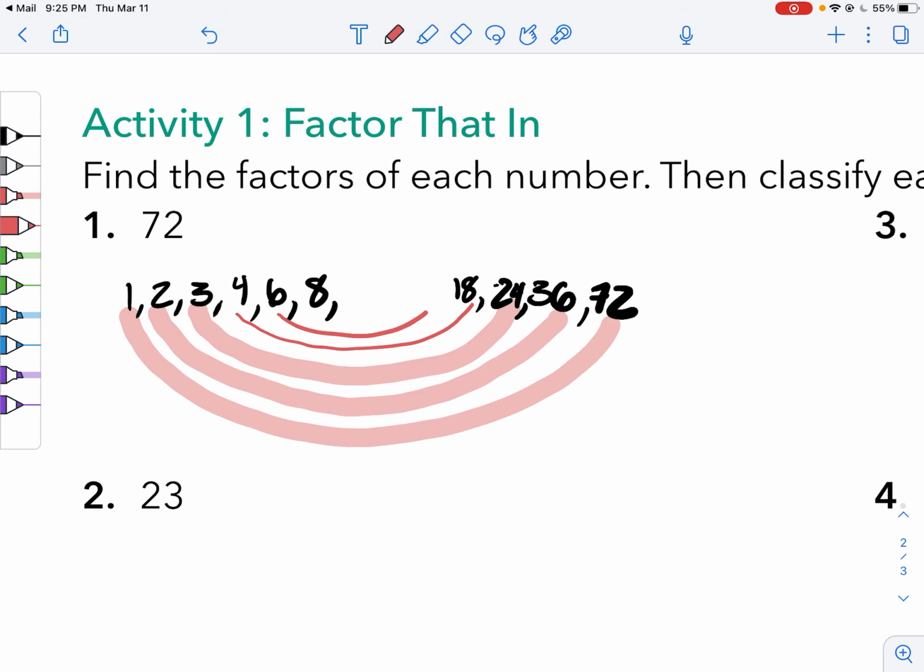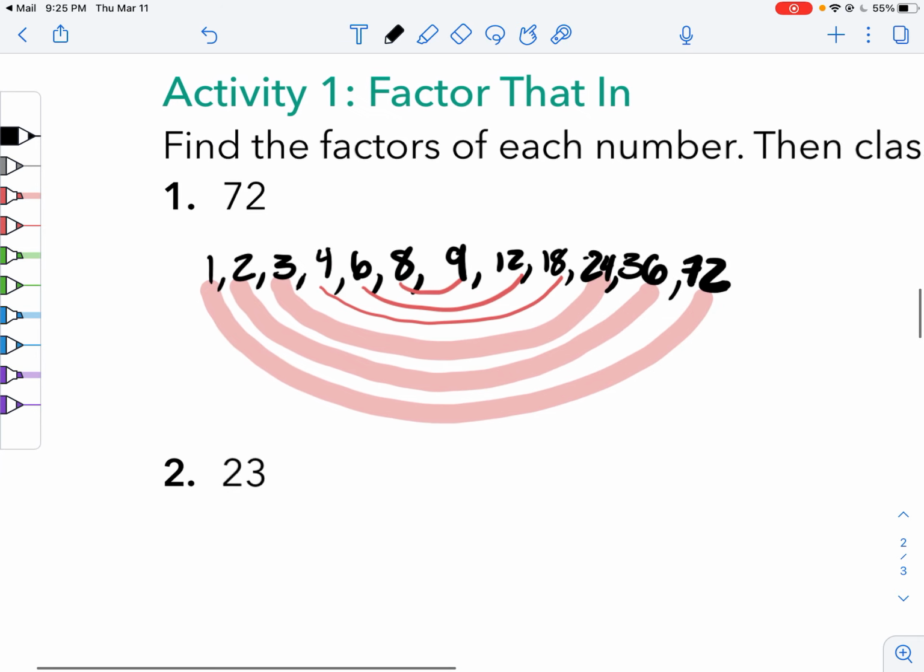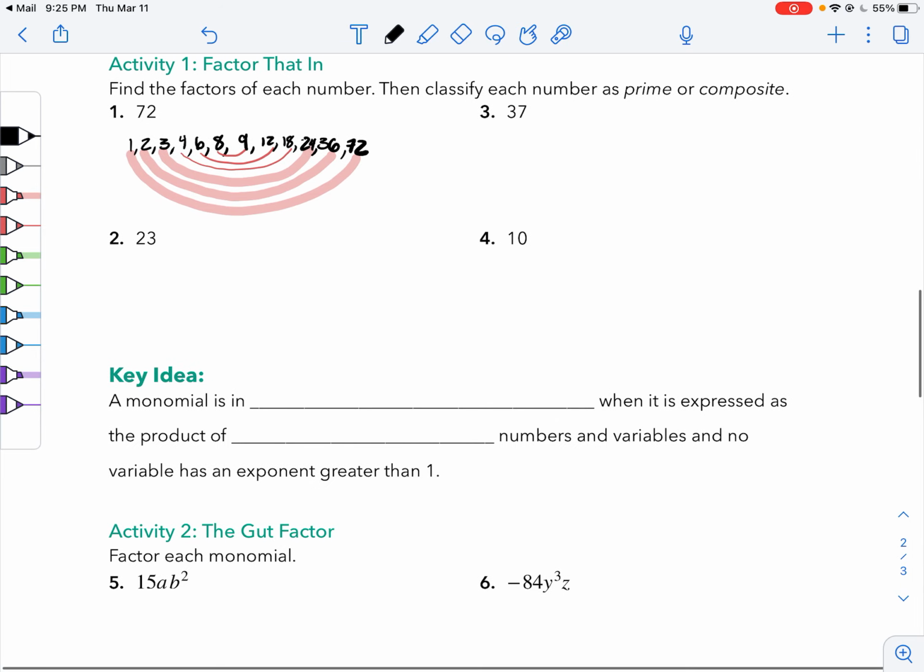6 times 12 is 72. And 8 times 9 is 72. So there you go. They're all connected in little pairs. Looks like a boat.